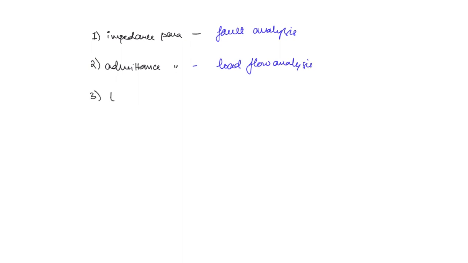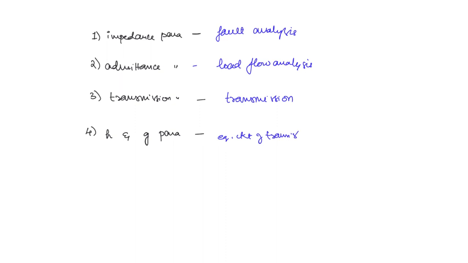And transmission parameters also we use in power systems. Where is it used? In transmission. Okay. Then what about the hybrid parameters? H as well as G, hybrid as well as inverse hybrid parameters. So they are used in representing the transistors. Okay. Equivalent circuit of transistors are represented by means of the hybrid parameters. So these three are related to power systems and this will be related to electronics.